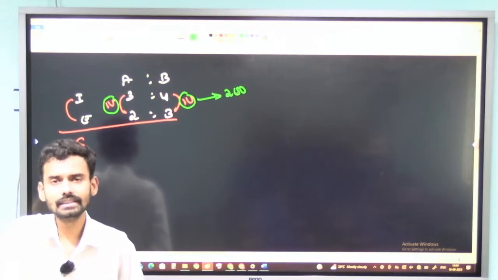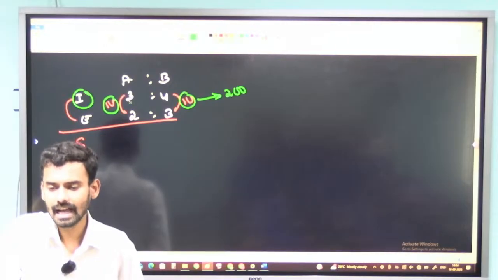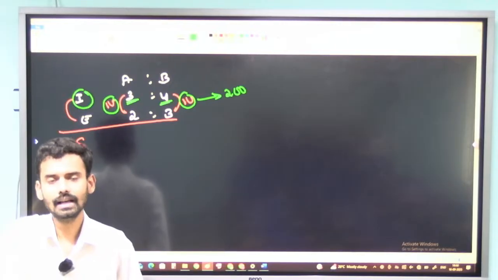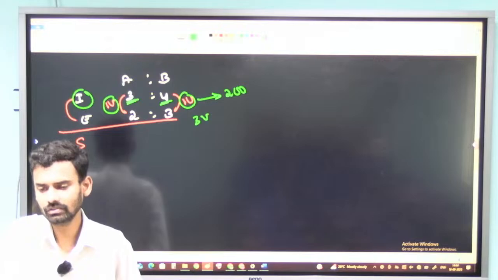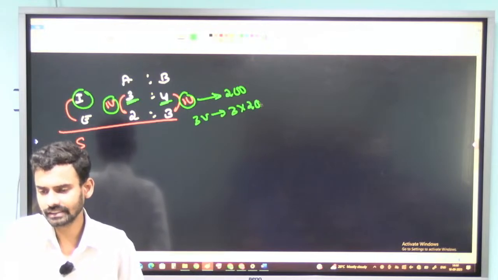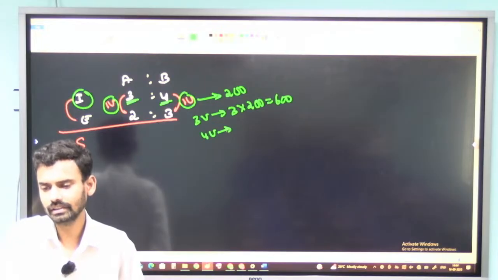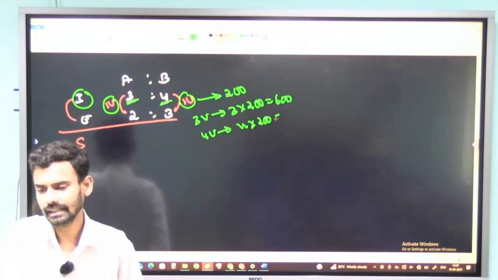Now if 1 unit is 200 rupees, income of A is 3 units, and income of B is 4 units. So 3 units will become 3 into 200, which is 600, and income of B will become 4 units, which is 4 into 200, which is 800 rupees.